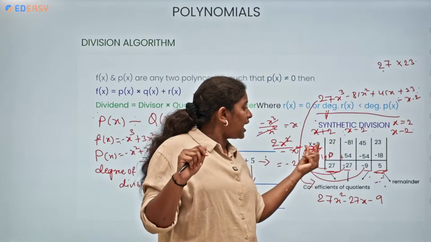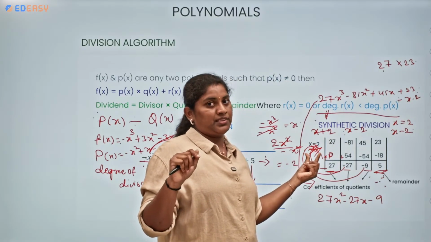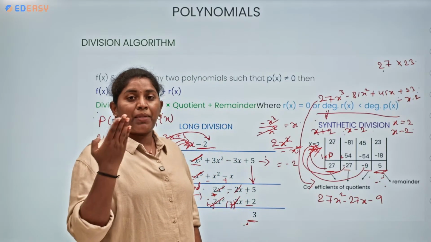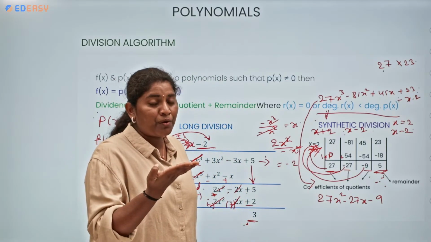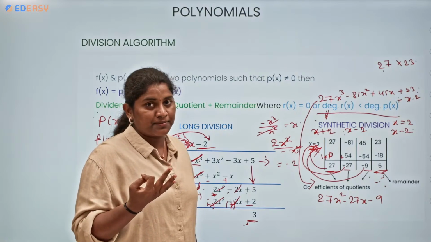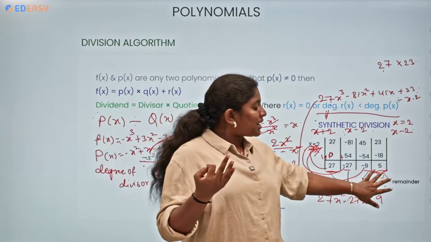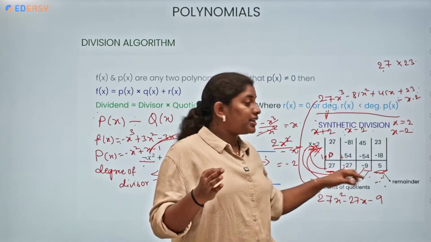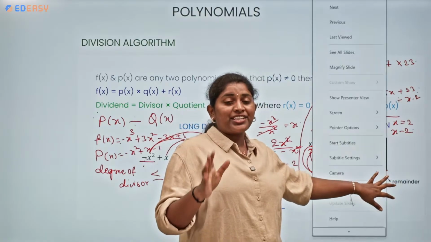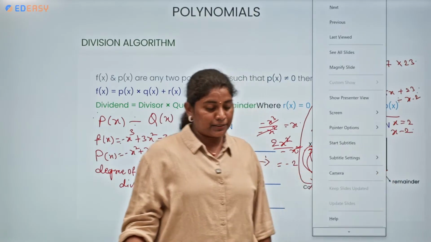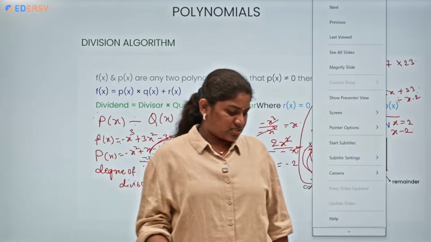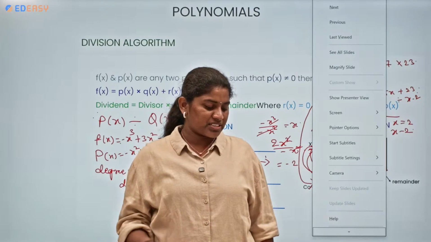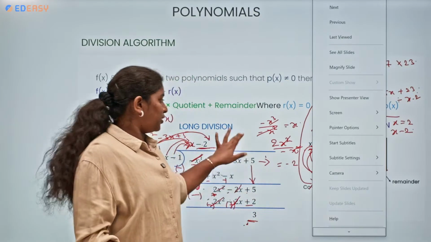For this polynomial, I need to divide with this polynomial. That's it. Okay. So synthetic division you can apply for your factorization of cubic polynomial and division of polynomials. If you got this remainder as 0, then this value will become a factor. If you are not getting 0, then it is just a divisor. Clear? Yes.